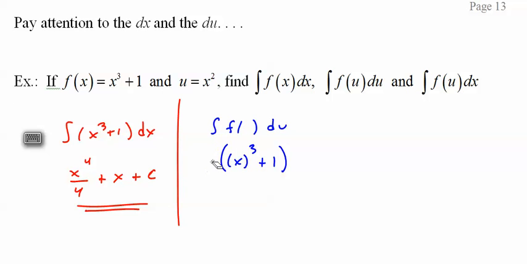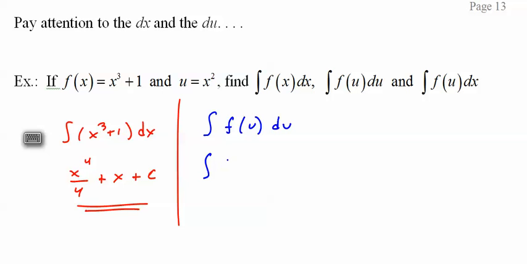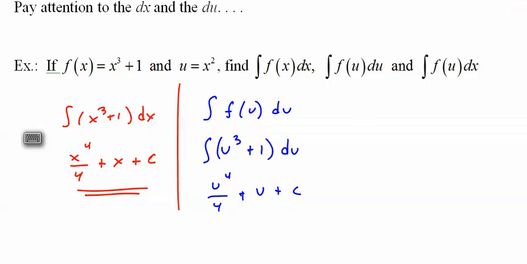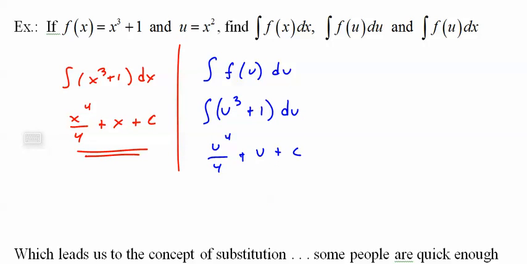Let's do this differently. Just put in u, f of u du. So that's the integral of u to the third plus 1 du, which is u to the fourth over 4 plus u plus c, which we have to change a little bit because we got to plug in our x. So it's x squared to the fourth is x to the eighth over 4 plus x squared plus c. A little different than the one we had before.